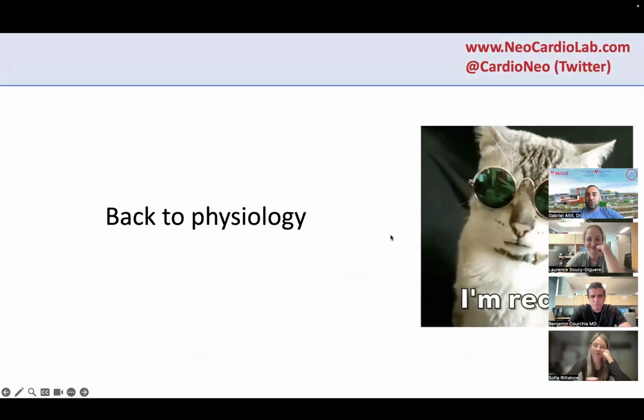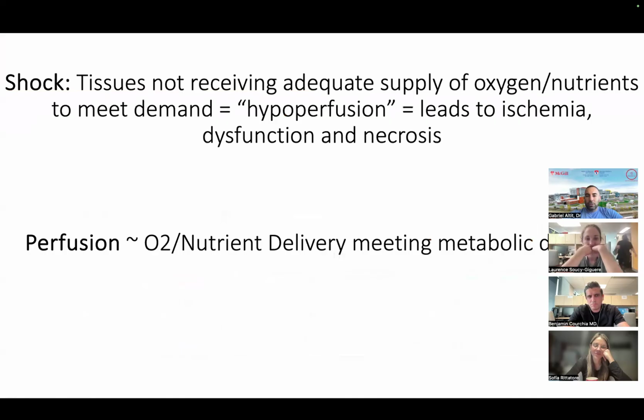So if we go back to physiology and try to understand some of our patients at bedside, when we talk about shock, we talk about the idea that you're not matching the delivery of oxygen and nutrients to what your tissue is supposed to get for its demand. So your factory needs that amount of material to produce Toyotas. You're not able to produce the Toyota. The factory is going to close, right? It's not going to work. You're not going to get cars.